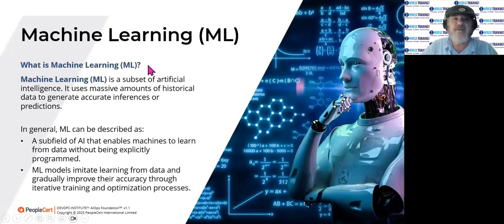So what is machine learning? Machine learning is the subset of artificial intelligence that uses massive amounts of data, historical data in particular, to generate accurate inferences and predictions. ML can be described as a subfield of AI that enables machines to learn without being explicitly programmed, recognizing patterns in the data, for example. So machine learning can imitate learning from data and gradually improve its accuracy through iterative training and optimization processes.